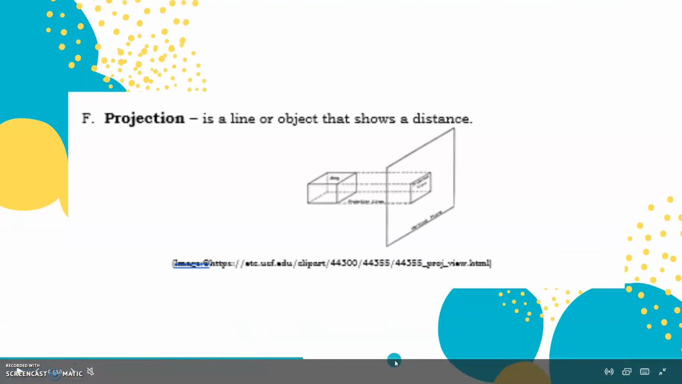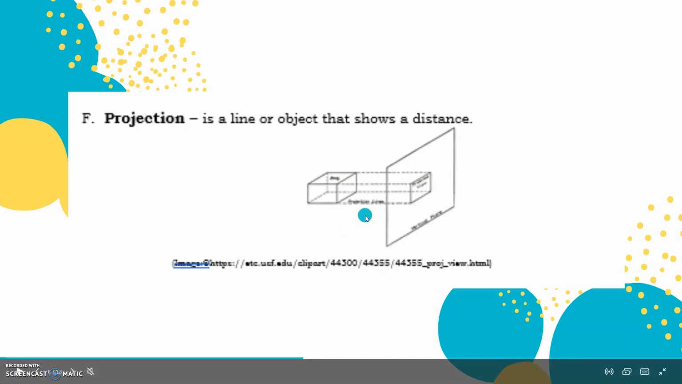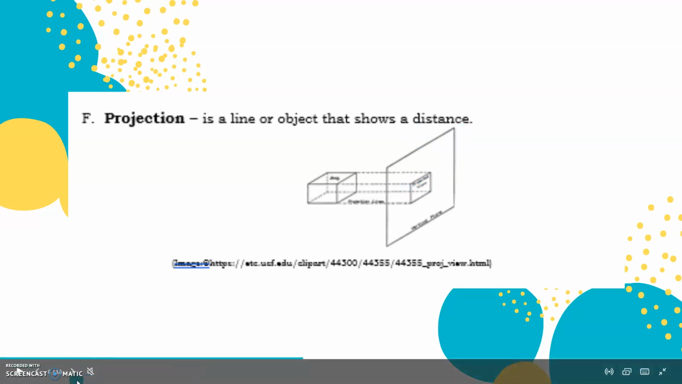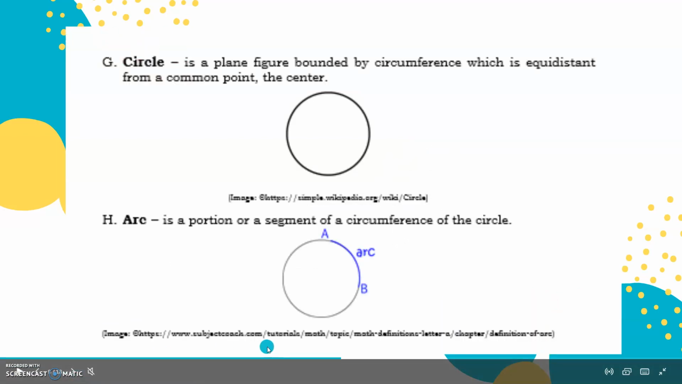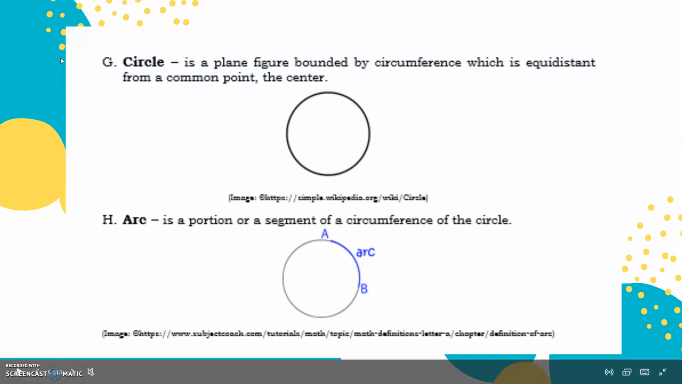Kung marami. Okay? So projection, it is a line or an object that shows distance. As you can see, this is an object representation, the projection on the drawing plate. So projection shows distance. Basically, kung dun sa perspective natin sa three main view, dun papasok naman yung front view. So equidistance. Ayan.